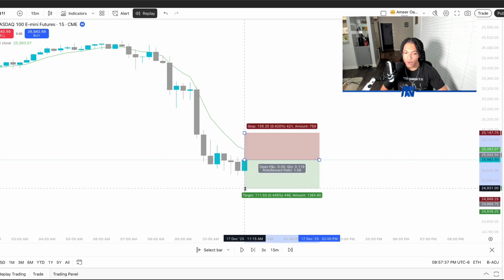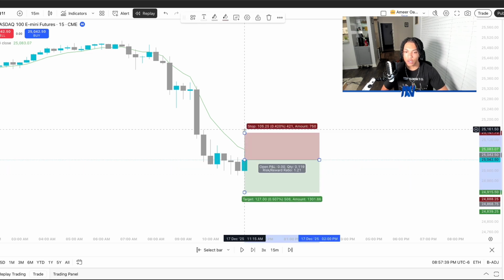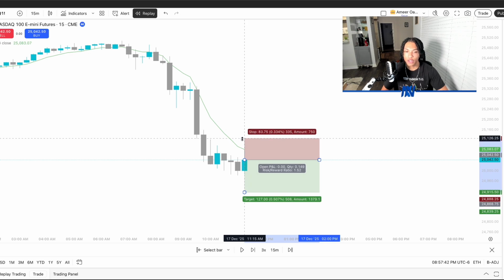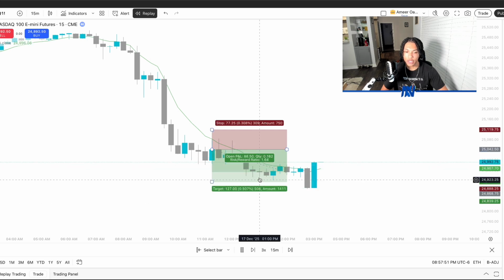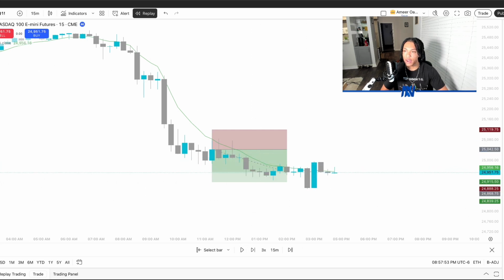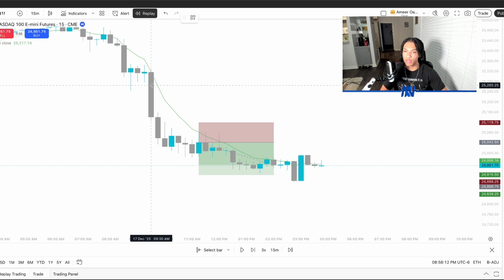So what we can do is go ahead and let's just target 500 ticks and 300 ticks here, and then we can just simply get in, and then as we can see, the bias is still bearish, and then we end up hitting this trade right here. So that's a super easy way to just simply find your daily bias.